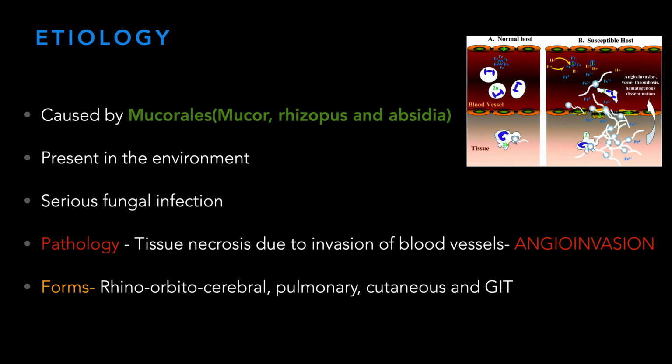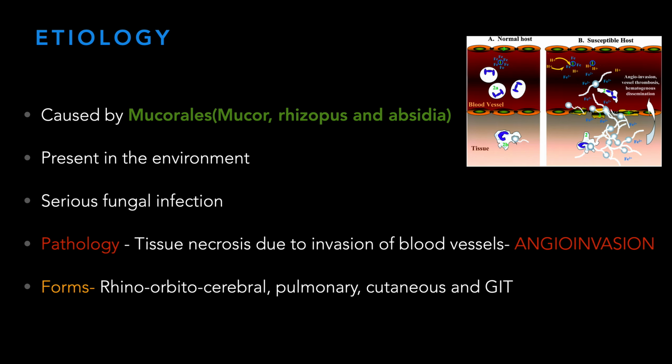It is mainly caused by mucorales, that is mucor, rhizopus and absidia, and it is present in the normal environment and it is a serious fungal infection. And the main pathology involved in this mucormycosis is the tissue necrosis due to invasion of blood vessels, that is angio invasion.